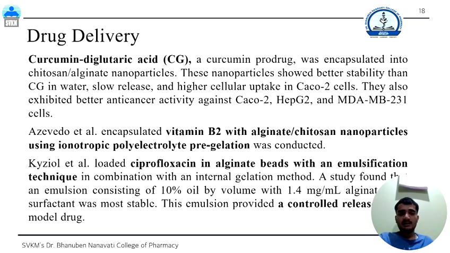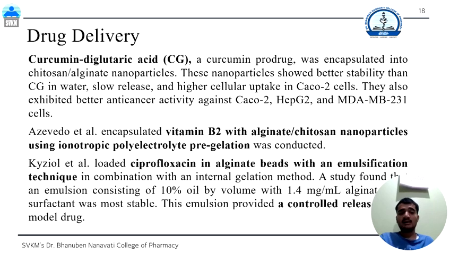Another application in alginate drug delivery is using curcumin diglutaric acid, which is a curcumin prodrug which was encapsulated in chitosan alginate nanoparticles. These nanoparticles showed better stability of the curcumin diglutaric acid in water with slow release and higher cellular uptake in CACO2 cells. They also exhibit a better anti-cancer activity against CACO2, HEPG2 and MDA-MB-231 cells. A scientist named Adibkia et al. have encapsulated vitamin B2 with alginate chitosan nanoparticle using ionotropic polyelectrolyte pregelation method.